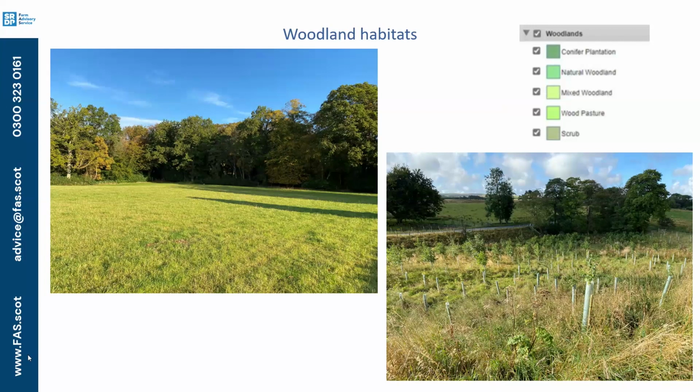Natural woodland is woodland dominated by native species such as Scots pine, birch, oak, ash, hazel and rowan. And it can include non-native trees like sycamore and beech, but they would not make up more than 50% of the woodland. So the photo on the left there, for example, I would call natural woodland.